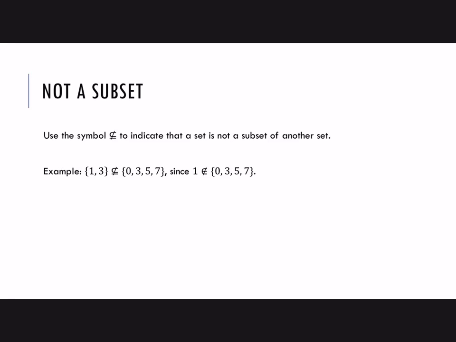Alright, we have a symbol to indicate that a set is not a subset of another set. So for example, the set containing 1 and 3 is not a subset of the set containing 0, 3, 5, and 7, because we have this one single element 1, which is not an element of the set on the right. So it's that definition: there should be nothing in here that's not also in this set, but that's not the case. We have a 1 that's not from the set on the right. So that is not a subset.